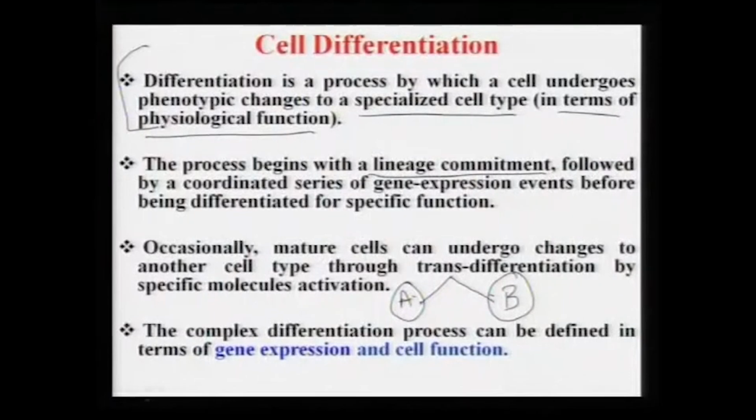Occasionally mature cells can undergo changes to another cell type through transdifferentiation by specific molecular activation. I will possibly give an example of that later. Then the fourth one: this complex differentiation process can be defined in terms of gene expression and cell function. That is what you have already realized. So, different gene expression and different cell function is what is known as cell differentiation.